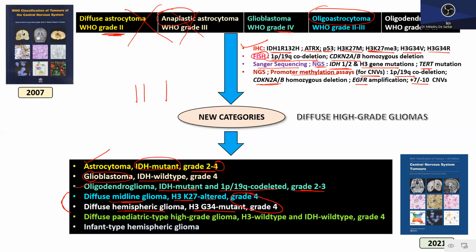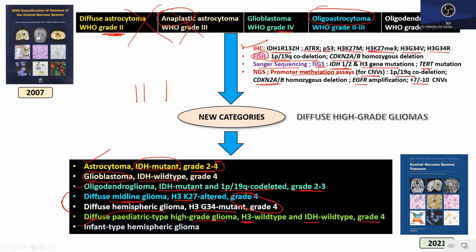You have got diffuse pediatric type high grade gliomas, in which the tumor is wild type, that is, it does not show mutation in either the histone H3 gene or the IDH genes, and it gets a grade of 4. And you have got this category of infant type hemispheric glioma, which is basically associated with receptor tyrosine kinase abnormalities, and this is the last category of the diffuse high grade gliomas.